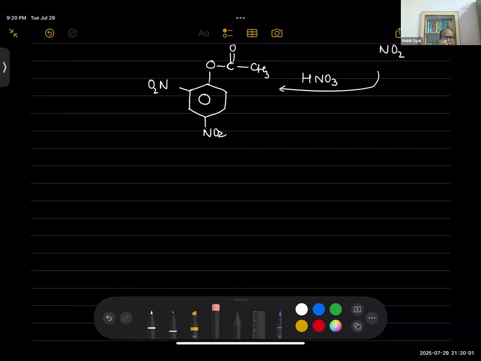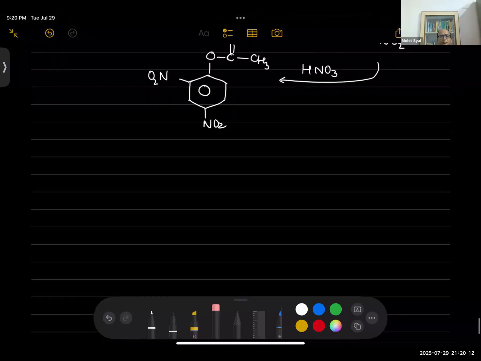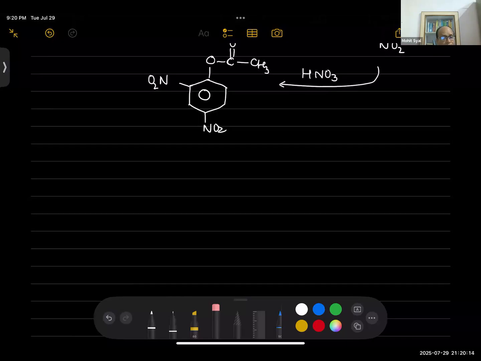Can you quickly recall how the aspirin was made? Any idea? What was the starting material? Salicylic acid. Which acid? Salicylic acid, yeah, right? Exactly. So salicylic acid has one COOH and one OH group. Got it?